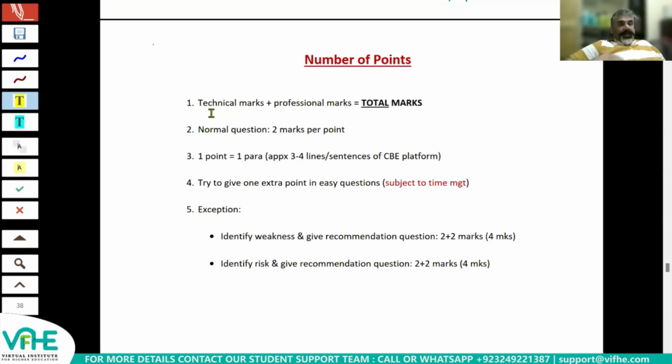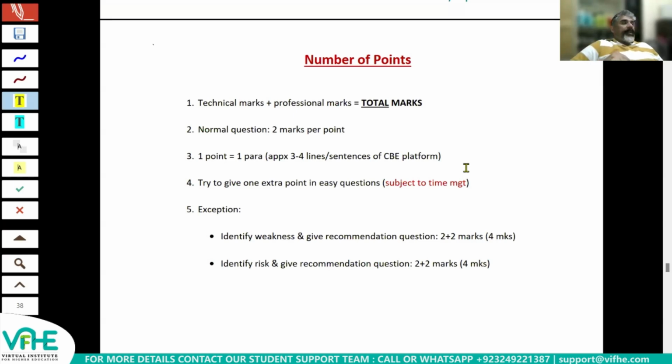If the question is 10 marks, how many points are required? 5. Not 5 to 6, 5. Guys, don't say 5 to 6, 5. 10 divided by 2 is exactly 5. Don't try to give extra points, otherwise you will not be able to finish in 18 minutes.